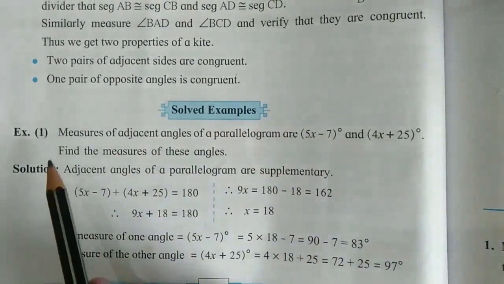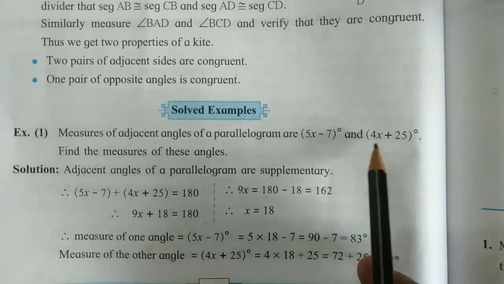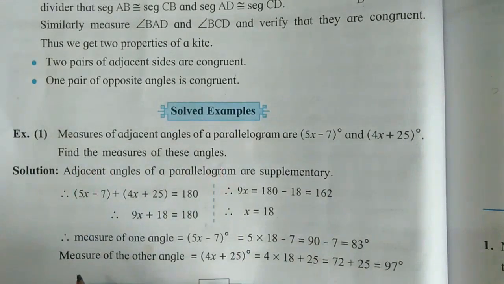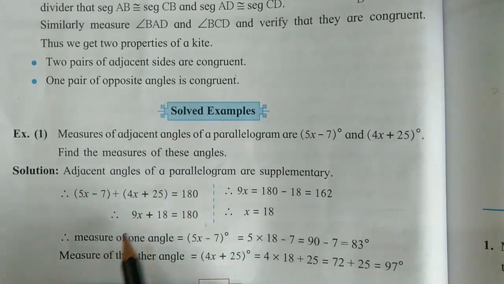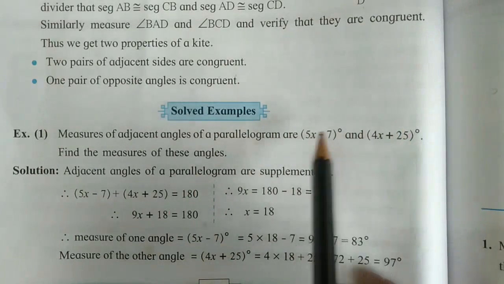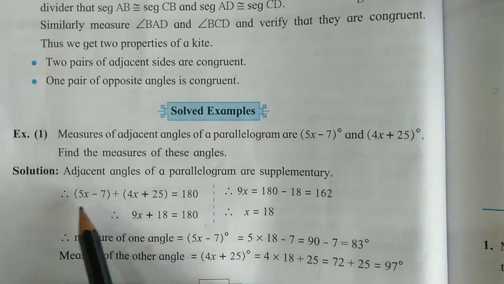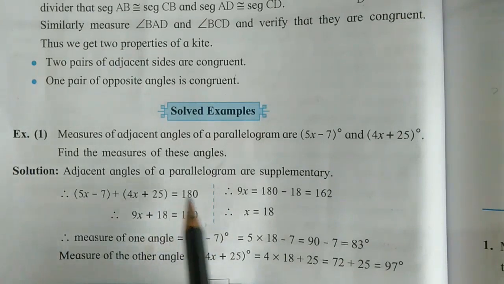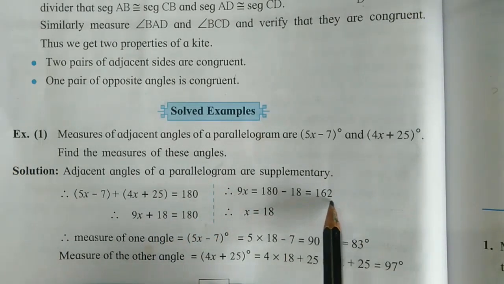From your textbook, first example is: measures of adjacent angles of a parallelogram are 5x minus 7 degree and 4x plus 25 degree. Find the measures of these angles. Very simple. We know that the adjacent angles of a parallelogram are supplementary. So by using this property, take the addition of these two measures equal to 180 degree. Correct? So therefore 9x plus 18 is equal to 180. So 18 goes to that side, it becomes minus. So 9x is equal to 162.